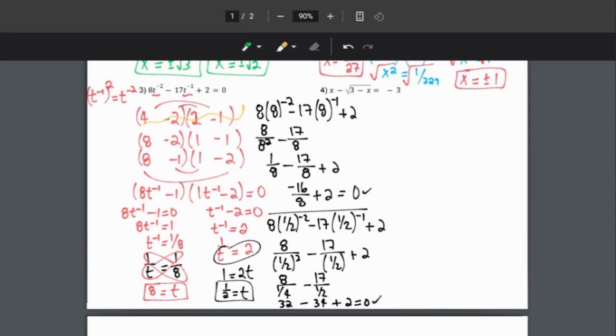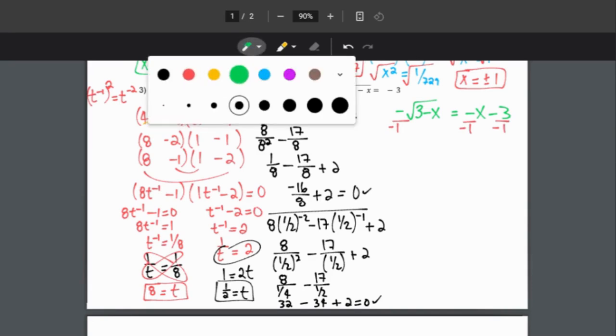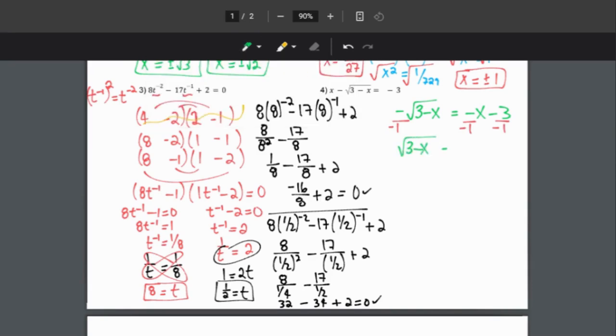All right, so last problem on this page is that we have x minus the square root of 3 minus x equals negative 3. So the first thing I'm going to do is subtract the x on both sides. So I have negative square root of 3 minus x equals negative x minus 3. And I don't like the negative sign. So if I divide by negative 1 everywhere, then I no longer have the negative sign. So I have the square root of 3 minus x equals x plus 3.